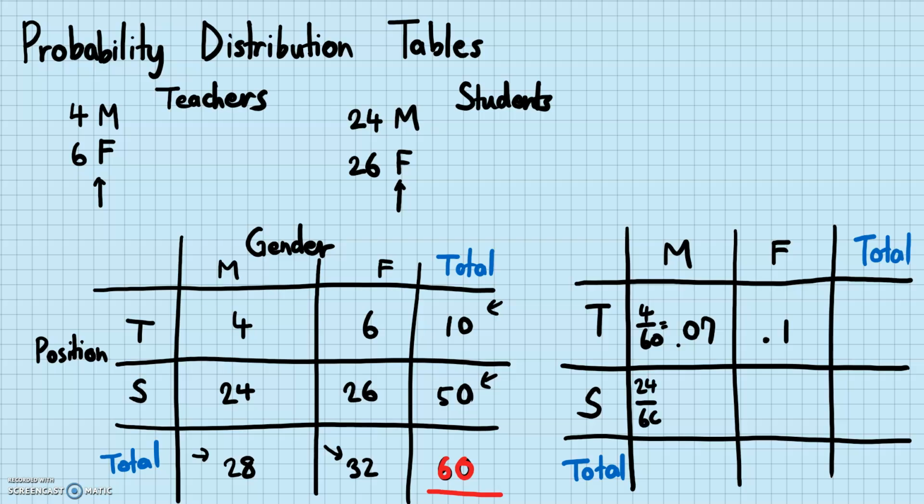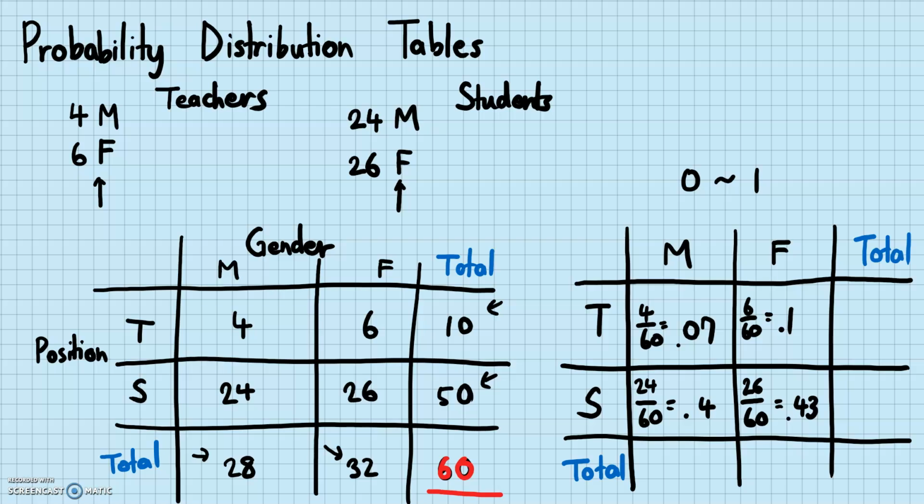Let me actually include the work here so that you will be following along well, and also so that I'm not making mistakes. That's 0.4, and 26 divided by 60, that is going to be 0.43. So again, you can check if each of these are between 0 and 1. They should be between 0 and 1.